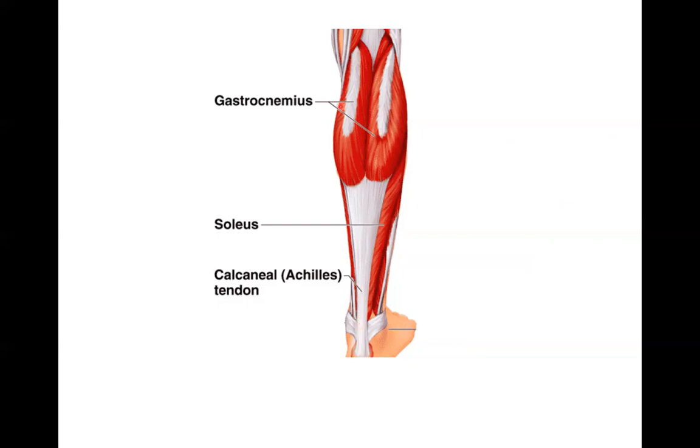And this is what's forming the belly of the leg. So gastro means stomach, nemius means the calf. So it's the belly of the calf. It's that more superficial 2-headed big muscle.